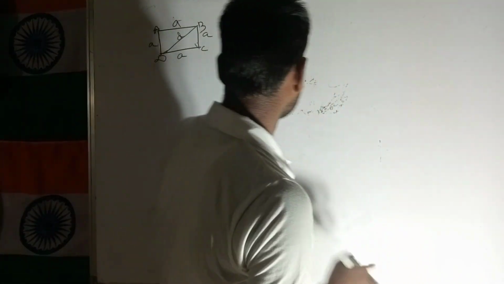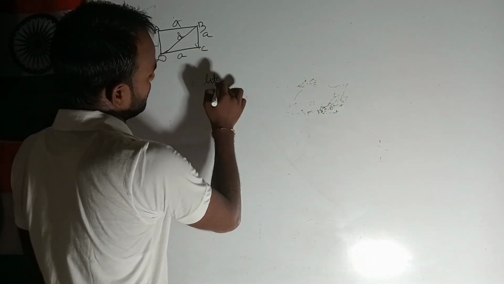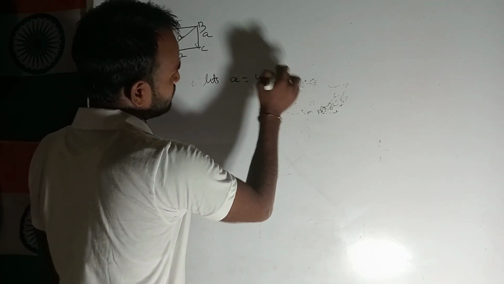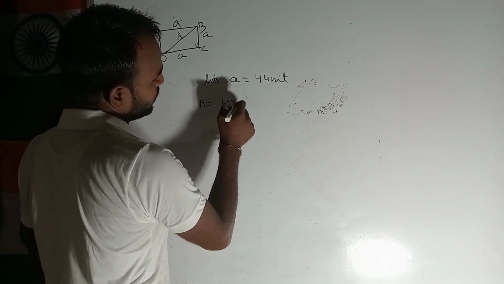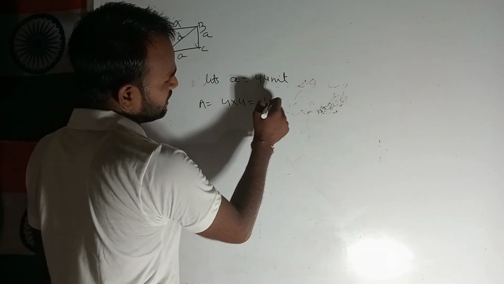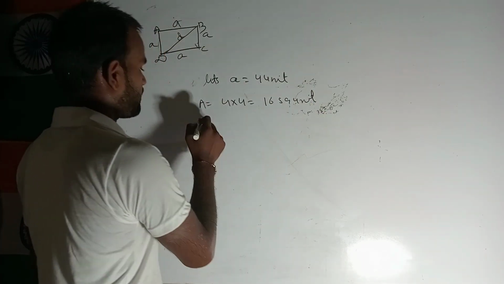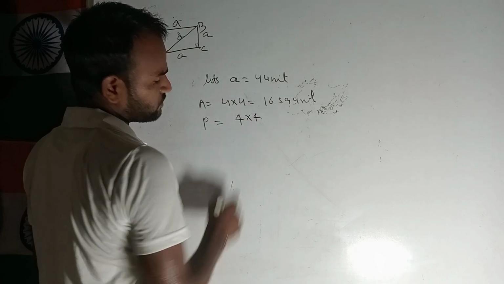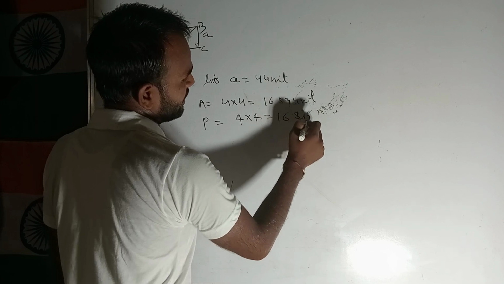So the area of the square will be, let's say A equals 4 units. What will be the area? 4 into 4, that is 16 square units. And what is the perimeter? 4 into side, that is 4 into 4. It will also be 16 units.